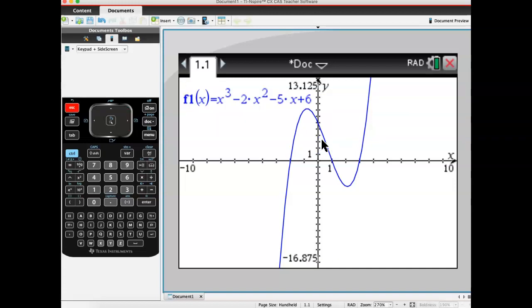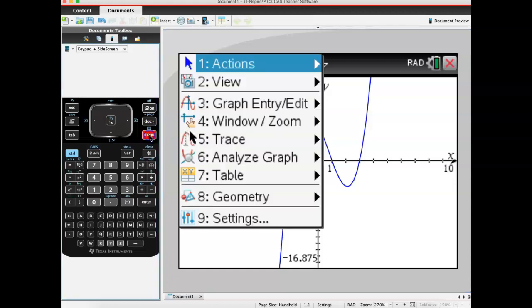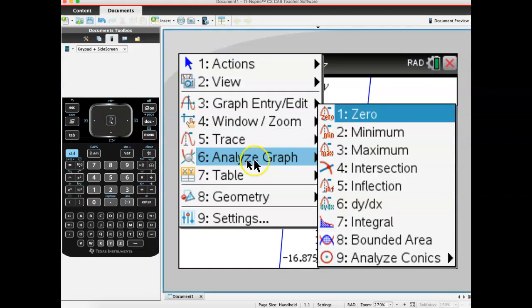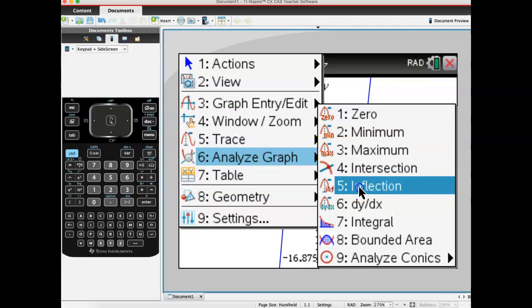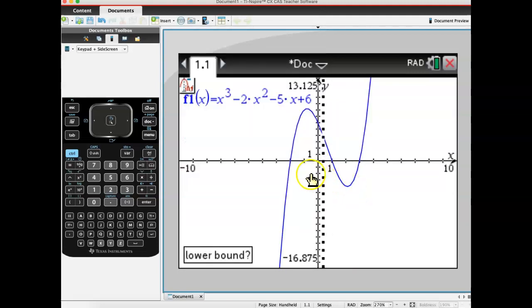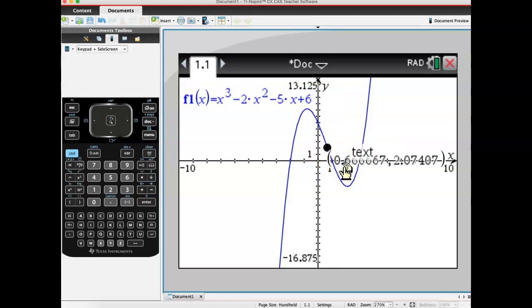So what you need to do is escape out of trace and go menu. We're going to analyze the graph and we're going to find the inflection. Now, we can feel it in here, okay? So make sure first you're to the left of it, and then as you drag, it's going to drop it. And there it is, okay?